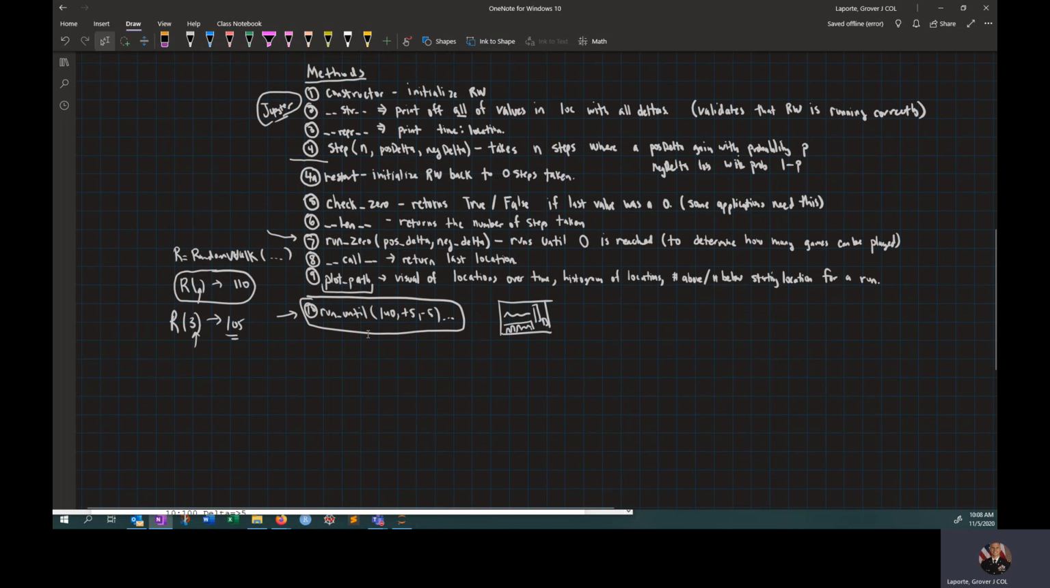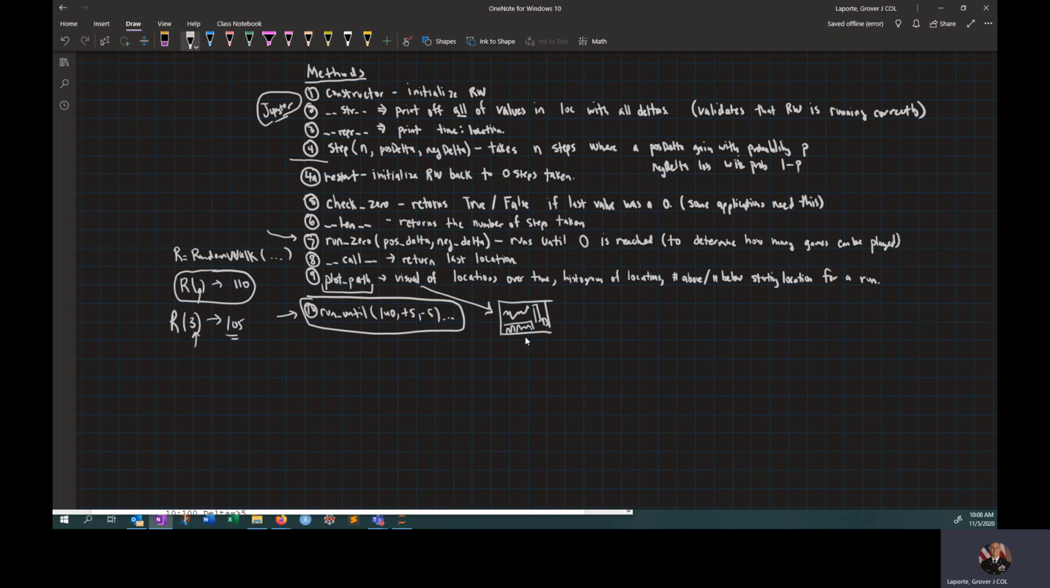And then this run until, it's gonna look a lot like run 0, except I'm gonna have an extra thing that checks to make sure that we're not past 140, right? So that's all that sucker's gonna do. Now the plot path will give us this graph that basically shows, over time, what does my thing look like? It's going to be a lot of squiggly lines in here.